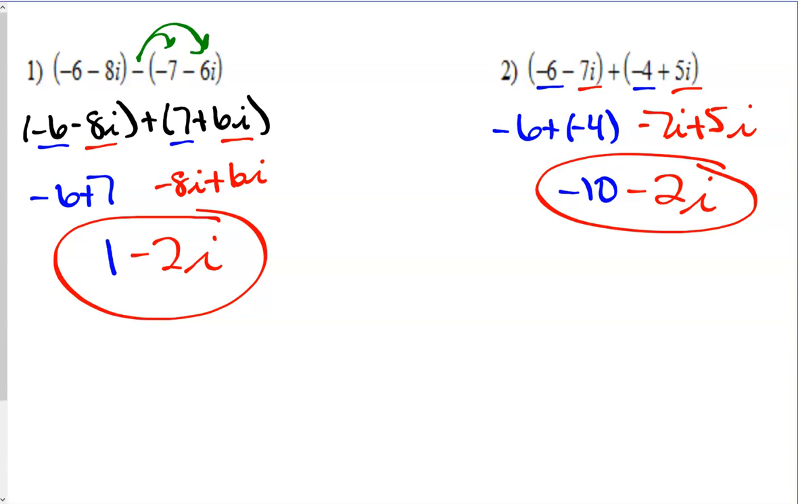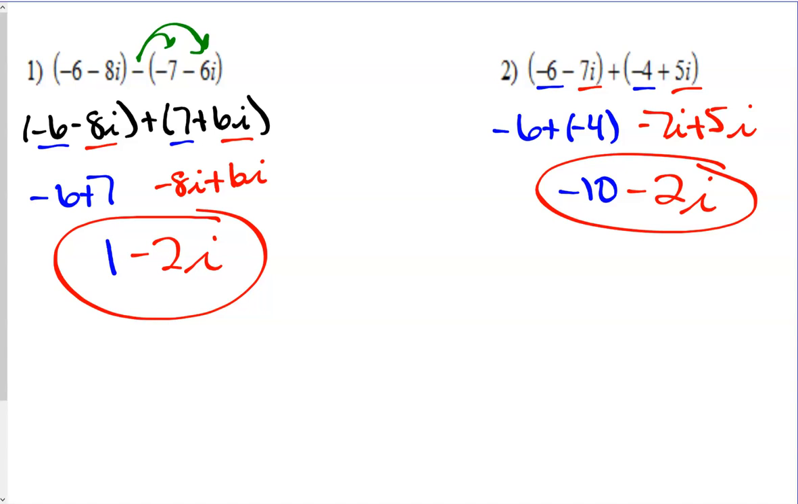So number 1, it was a difference, so we had to distribute the negative to negative 7 and negative 6i. So we end up with negative 6 minus 8i plus positive 7 plus 6i. Combine my reals and my imaginaries together to give me 1 minus 2i.